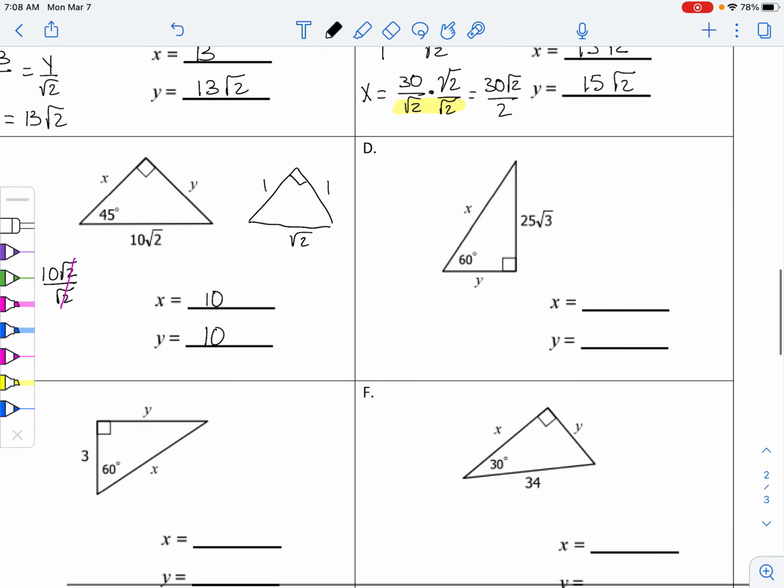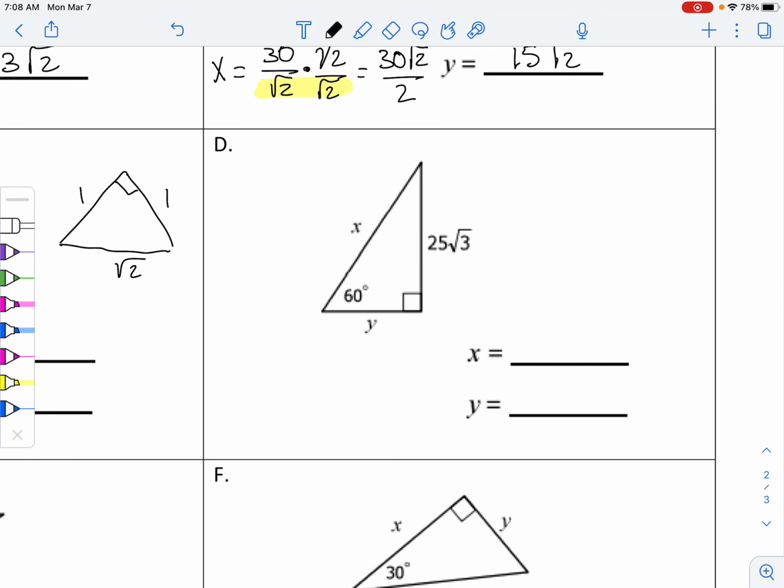Now we're switching it up a little bit here with D. We're doing a 30, 60, 90, so I have to set up a different triangle. Here's 60, here's 30, here's 90. I'm going to use my ratio triangle. Across from 30 is 1. Across from 60 is square root 3, and my hypotenuse is 2.